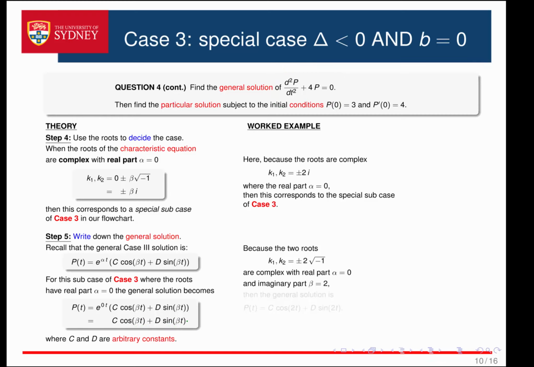For our example, the roots are just 0 plus or minus 2i. So alpha is equal to 0 and beta is equal to 2. Thus, just substituting beta into our special form for case 3, where the exponential is no longer needed, we get p of t is equal to just c times cos of 2t plus d times sine of 2t. This is the general solution to the differential equation. We will now proceed to find the particular solution, which not only solves the differential equation, but also satisfies our given conditions on p and t.